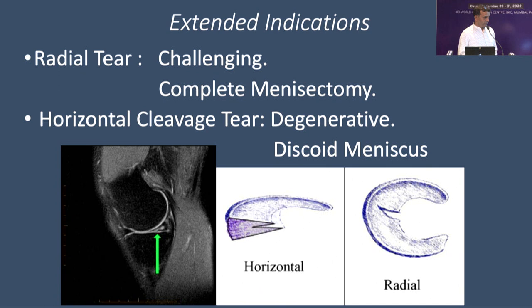This can be managed with different devices, or all-inside techniques, as we'll see in the coming slides. Horizontal cleavage tears are especially seen along with the discoid meniscus in the younger pediatric population, and also in degenerative knees. So we tend to repair mainly discoid meniscus and horizontal cleavage tears, so that this pediatric population will not have arthritis later on.